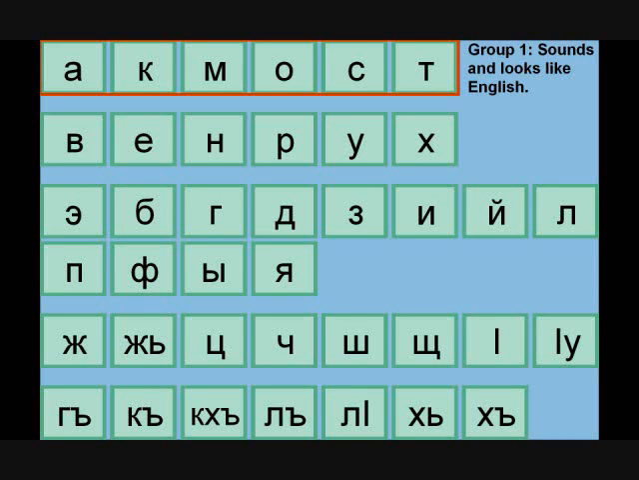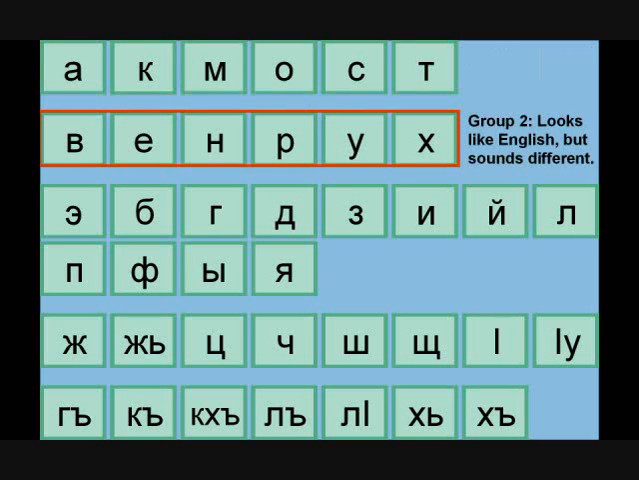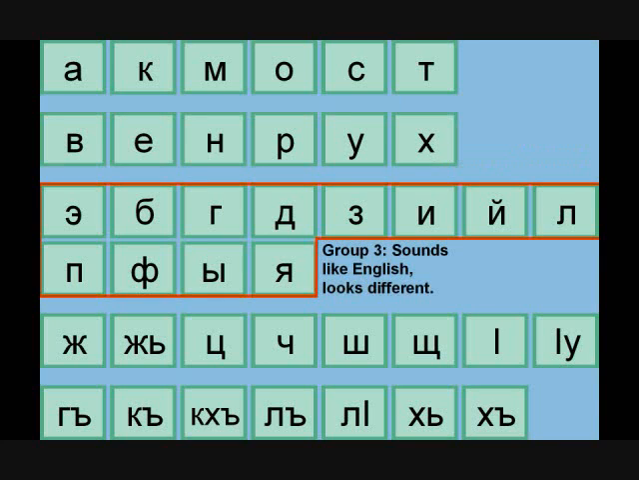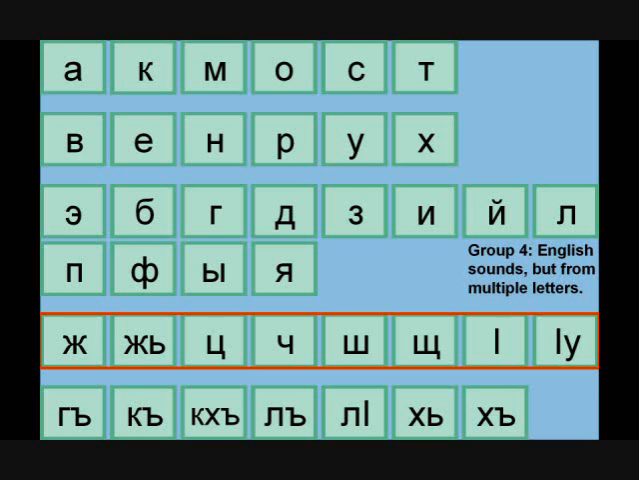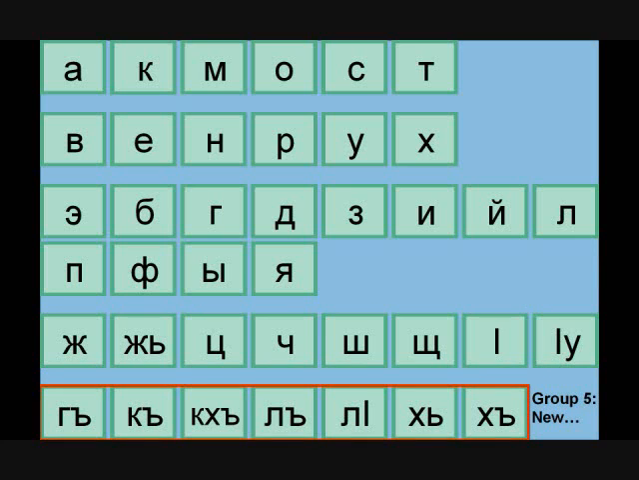Letters in Group 1 sound and look like their English counterparts. Letters in Group 2 look like Latin letters in English, but sound different. Letters in Group 3 have sounds that can be easily made in English, but look different from the Latin letters in the English language that those sounds represent. Group 4 is comprised of letters whose sounds can be found in English words, but only when using a combination of English letters. Finally, Group 5 is made up of sounds that cannot be found in English, and in some cases, in any other known languages.